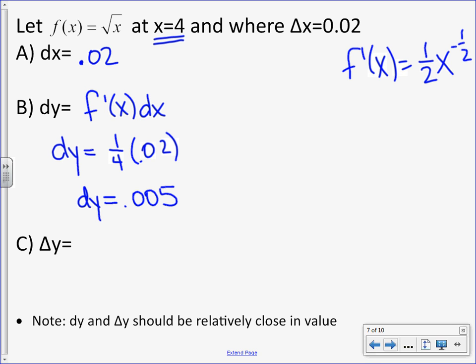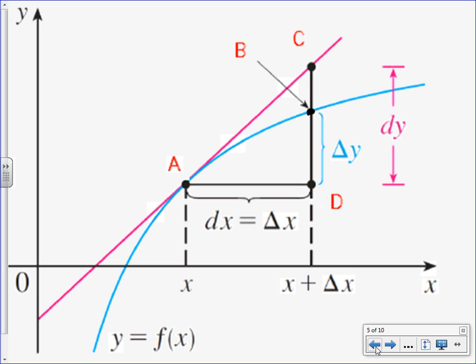So we're basically just breaking apart our picture. Let's go back to our picture. 0.005 is from C to D. What are we looking for? We're looking from here to here, right? So how could we get that?